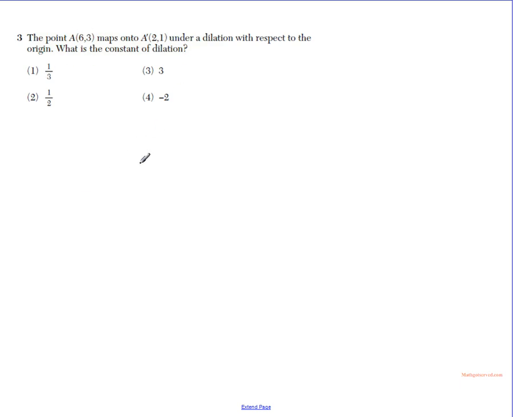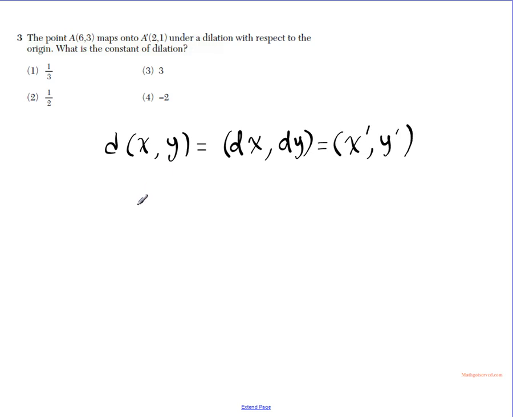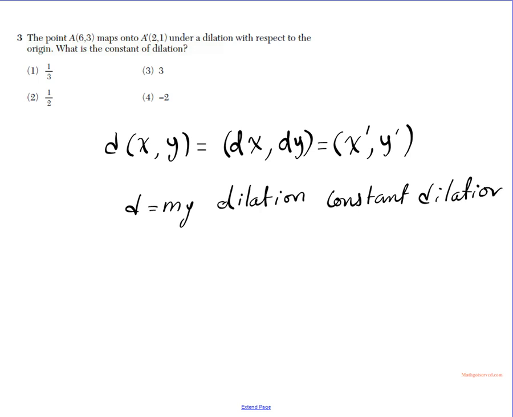So let's say I want to dilate (x, y). In 2D space, I just multiply by this d: d of (x, y) basically becomes (d times x, d times y), and this we can just call (x prime, y prime). Okay? So d is my dilation constant. You can call it dilation constant or constant of dilation. In simple terms, it's the number you multiply each coordinate by to get your image.